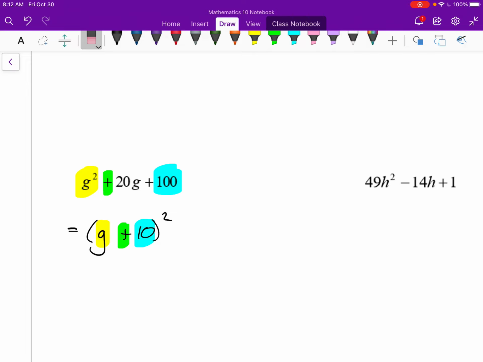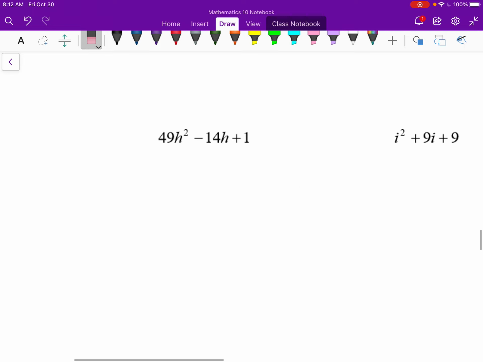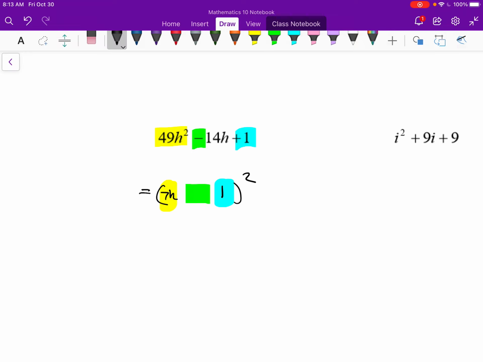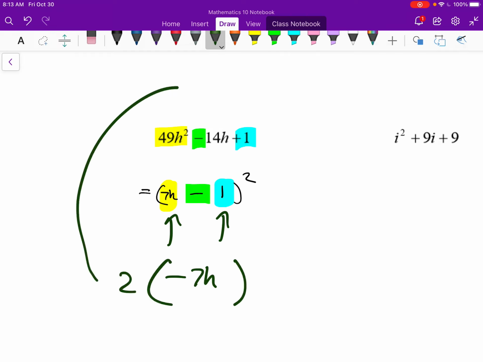And so let's look at the second last one. Getting pretty messy looking, but 49h squared is the same as 7h times 7h, and 1 is the same as 1 times 1. So let's see. Let's prepare ourselves to assume this is a perfect square, but then always check. And so in my factors, I'm going to have 7h and 1 here. I'm subtracting my middle term, so I'm going to be subtracting here. And let's just check. 7h times negative 1 is negative 7h, times 2 is negative 14h. And so we're good.